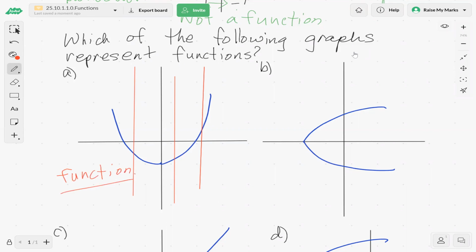Good. All right, let's look at the next graph. In this case, if you draw a vertical line here, notice that the vertical line intersects our graph in 2 points. So already we know this is not a function.